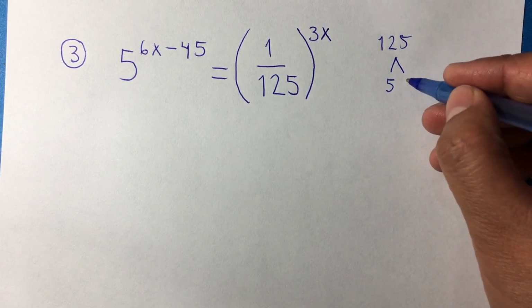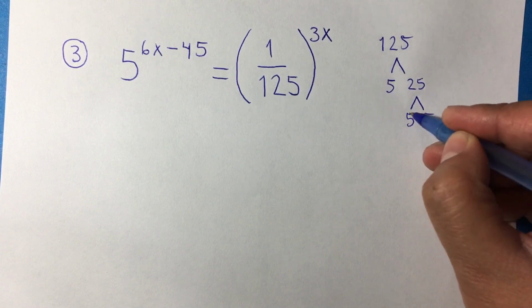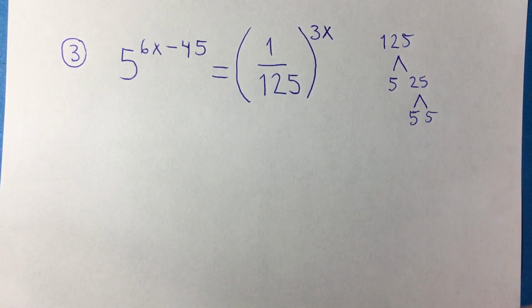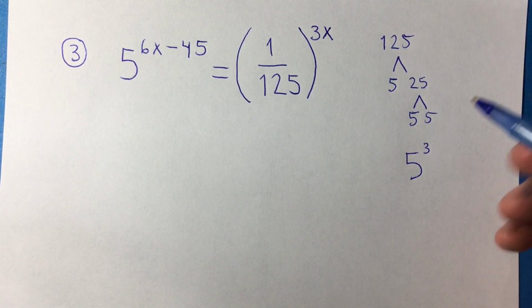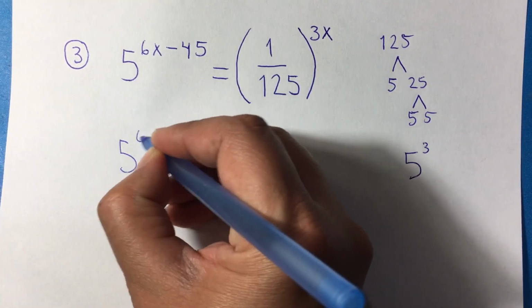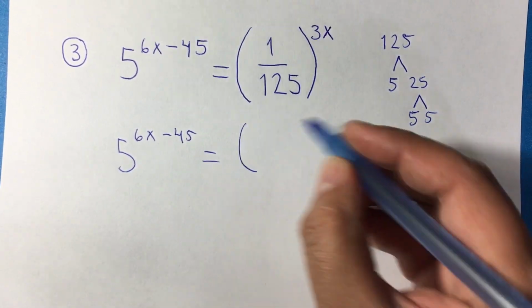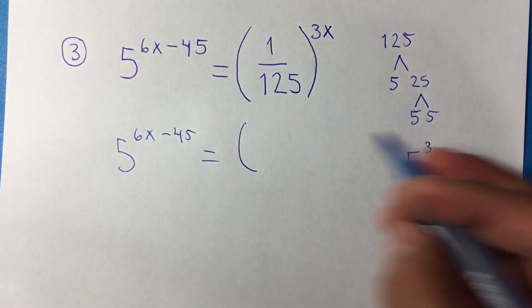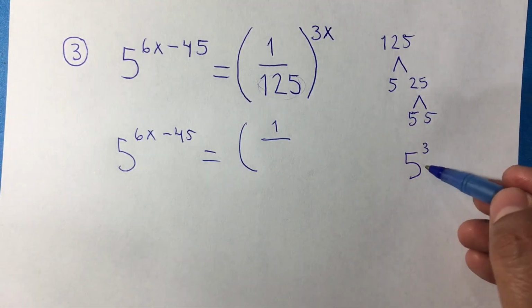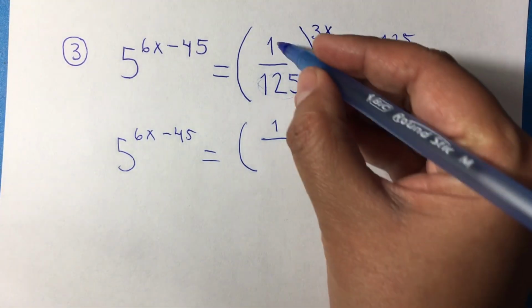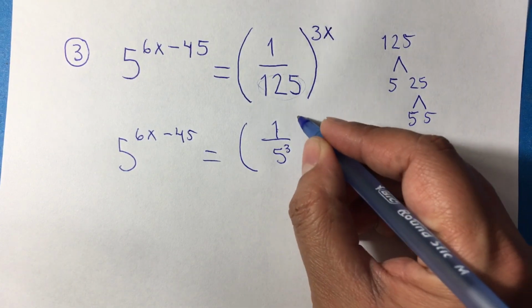125 divided by 5 is 25. And then 5 times 5 is 25. Okay, so how many do we have? Oh, it's 5 to the third power. We just bring everything down on the left. This becomes 1 over 5 to the third power, because all we did was make 125 into a power.